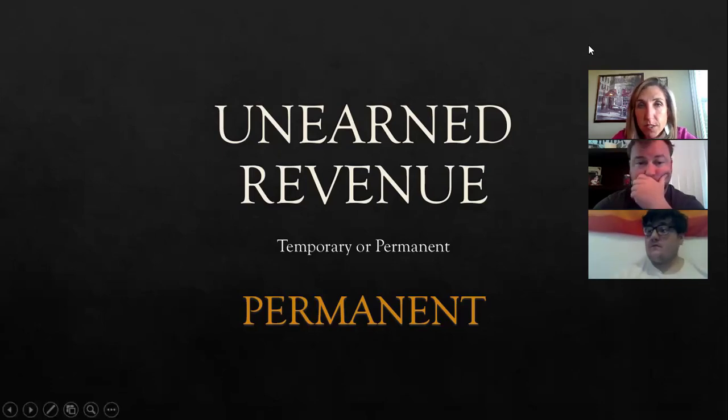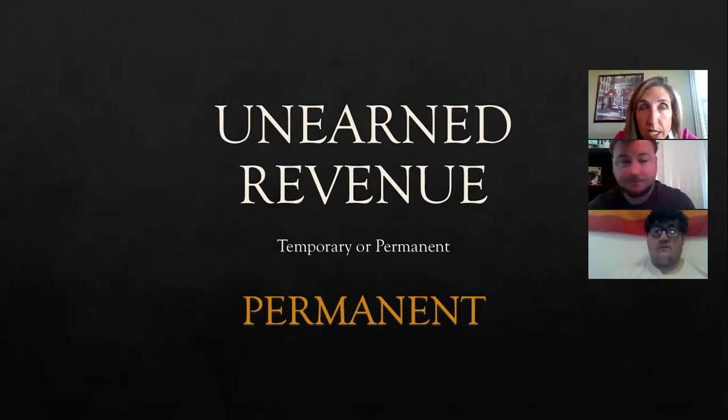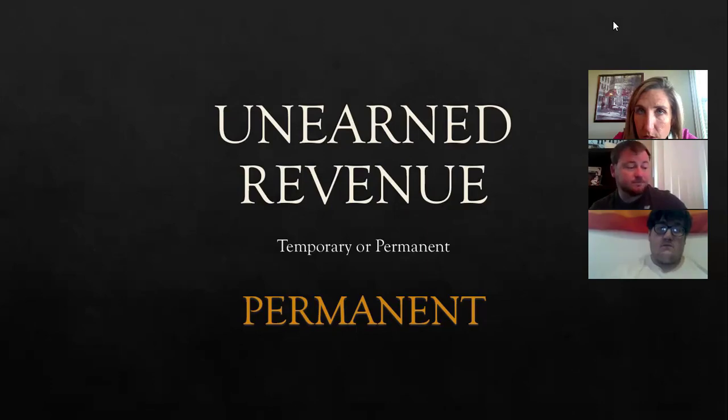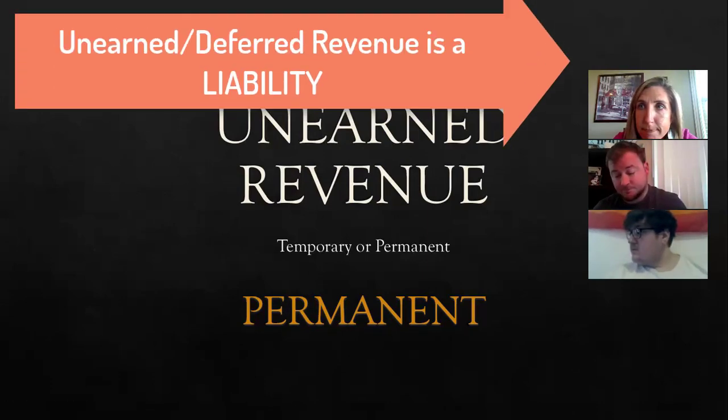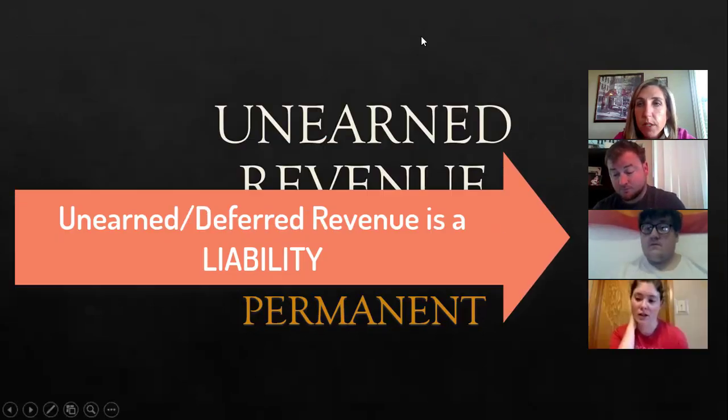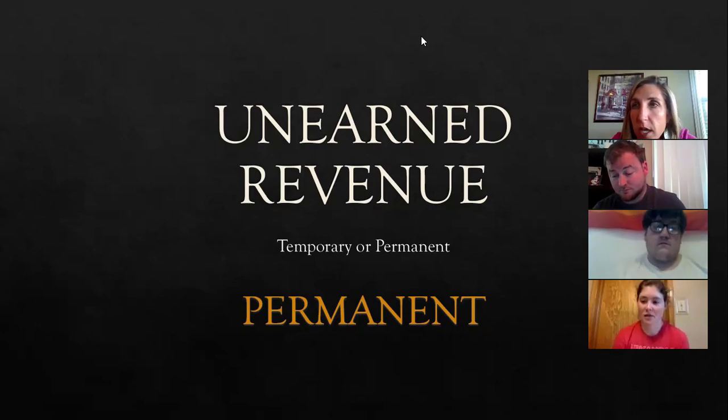And I know this is a test question on the final. Anybody want to tell me what financial statement this account, also known as deferred revenue, shows up on? The balance sheet. Good, excellent. It's a liability account, so it does show up on the balance sheet.